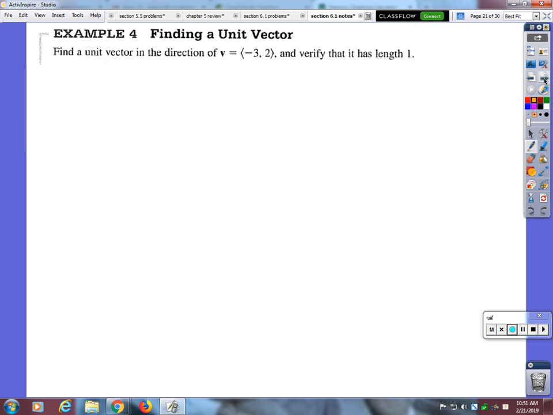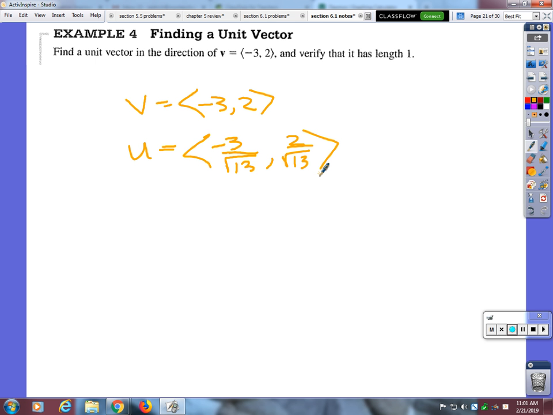All right. So let's do the same thing. Why don't you guys do the same thing with the vector that is negative 3, comma 2. So find a unit vector, same direction, but with a magnitude of 1. What did you guys get for your answer here? I'm hoping you got it. Easy peasy, right? That's it. For a unit vector, you divide by the magnitude of the original vector.